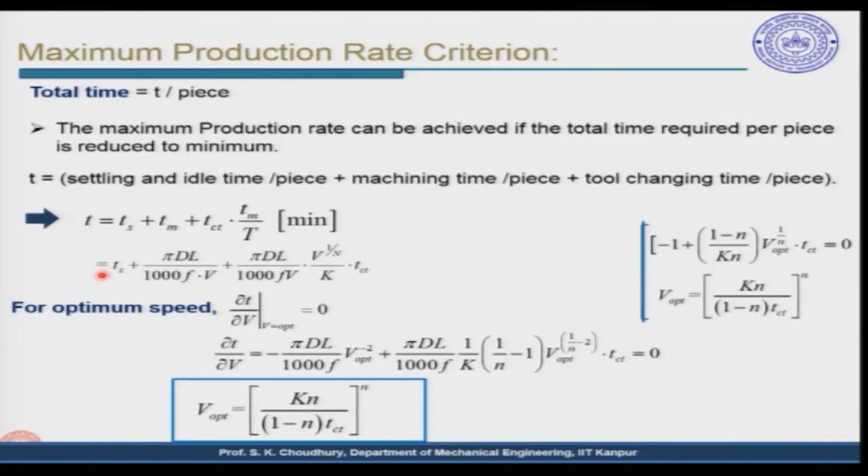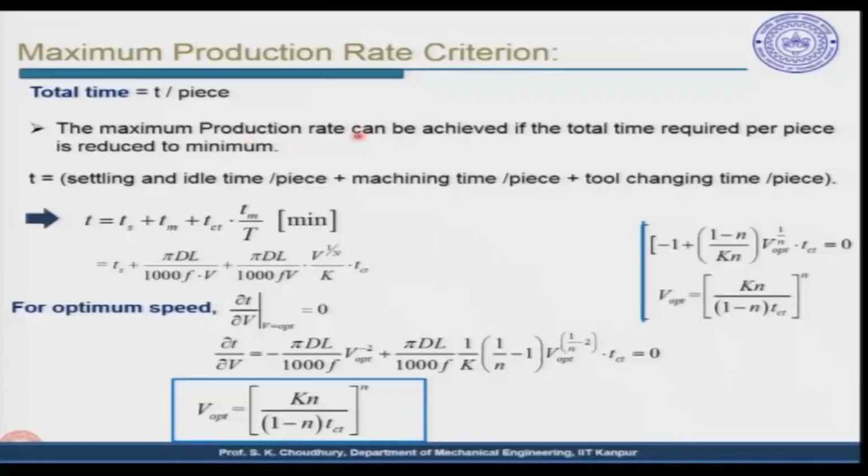Let us see the next criteria, which is the maximum production rate criteria. Here also we will take only the velocity component, and we will see what the value of the optimum velocity is at which the production rate can be maximum. To have the production rate maximum, you know that the time taken to produce that part should be minimum. So, the idea is that we will sum up all the times taken for fabricating that part, and we will minimize that time, so that the production rate could be maximum. So, let us do that.